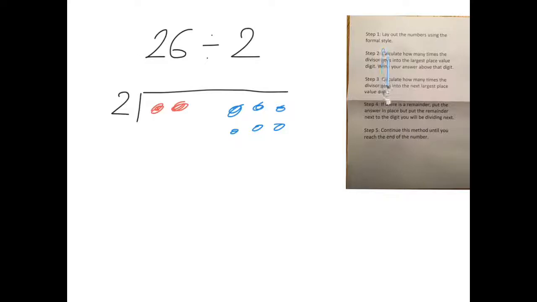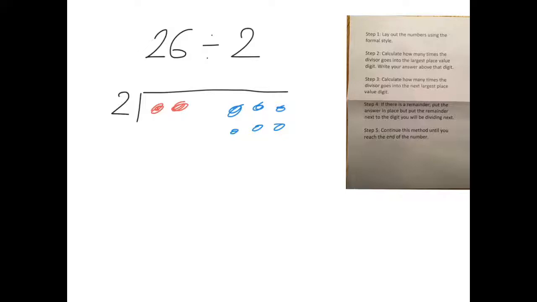Step 2 says we need to calculate how many times the divisor, which if you remember is this number here, okay, the number on the outside of our bus stop, we need to calculate how many times the divisor goes into the largest place value digit. Write your answer above that digit. Well, here's the largest place value digit. We need to know how many times 2 goes into 2.